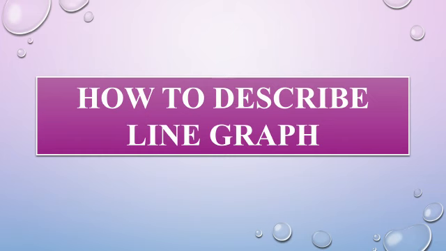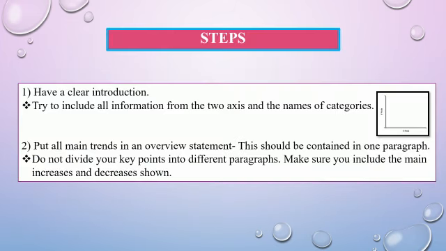Let's see the steps. Number 1. Have a clear introduction. Try to include all information from the two axes and the names of categories. Can you see this axis? X-axis, Y-axis.